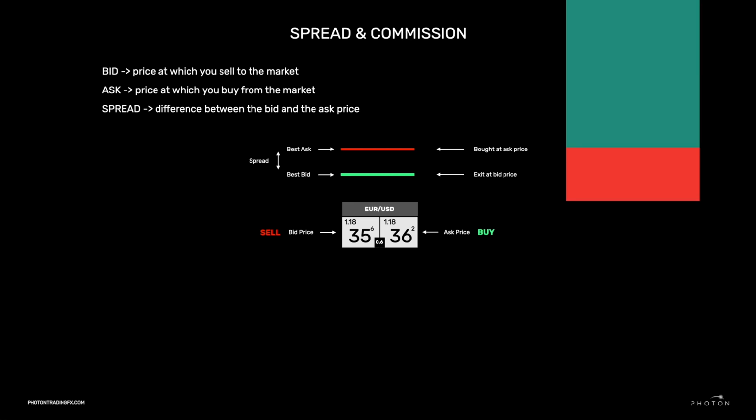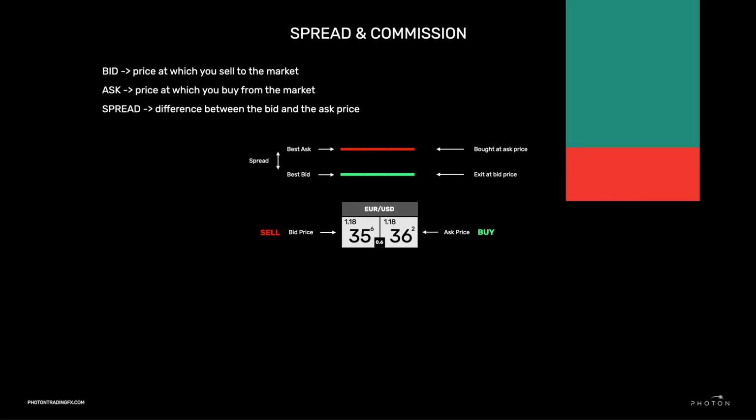And to exit out of your position, you need to sell at the bid, which is 0.6 pips lower than the ask price that you bought in at. So that's why the spread is your automatic cost of doing business to enter a trade. Now, slightly increasing the spread beyond the cost price is one method by which brokers make their money.